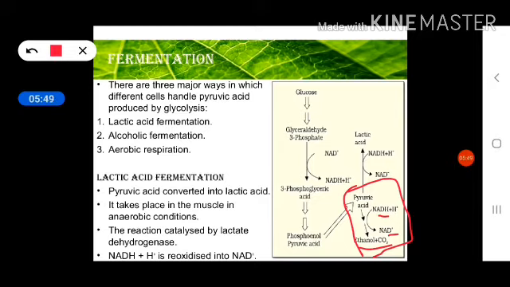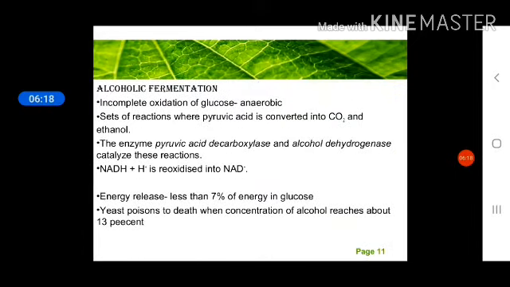In alcoholic fermentation, yeast is poisoned to death when the concentration of alcohol reaches about 13%. It means that while alcohol fermentation is taking place in the yeast cells, yeast can never produce alcohol more than 13%, because an excess amount of alcohol can cause the death of the cells, because it creates dehydration. So the yeast cell will itself remove all its water content. So yeast can never produce an alcohol concentration beyond the 13% limit.